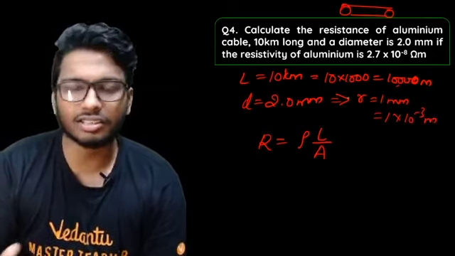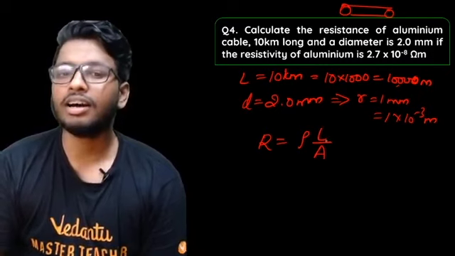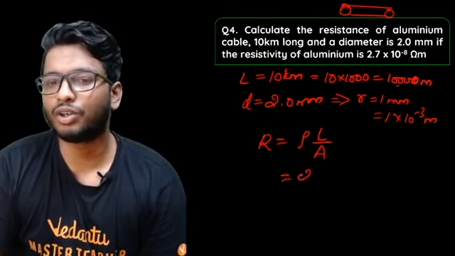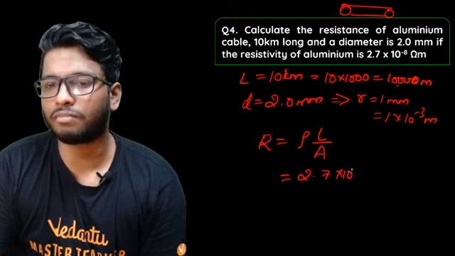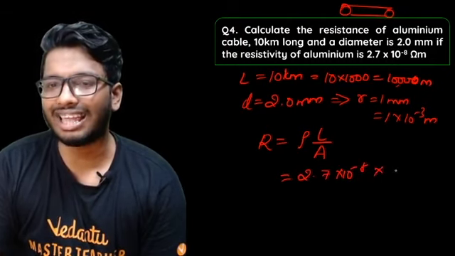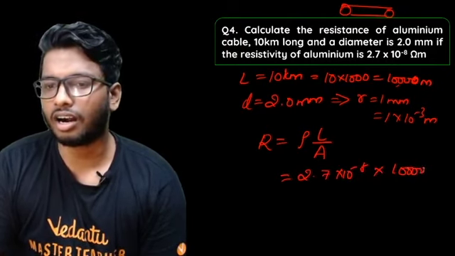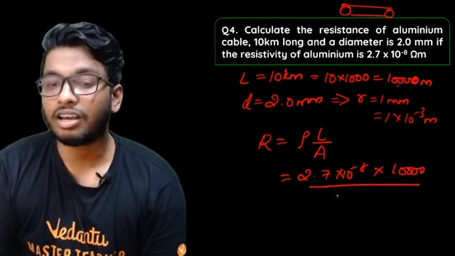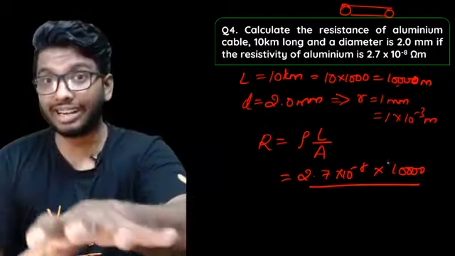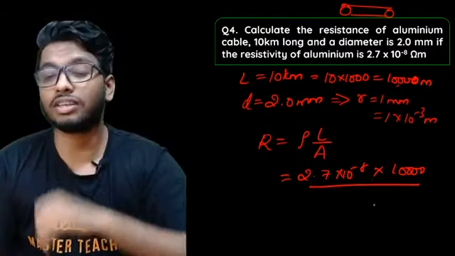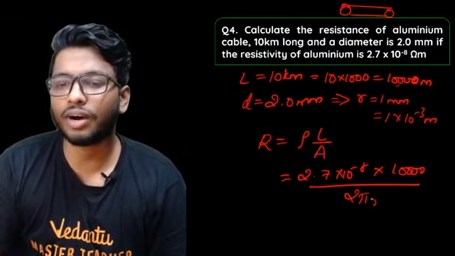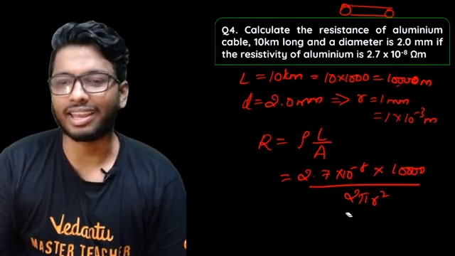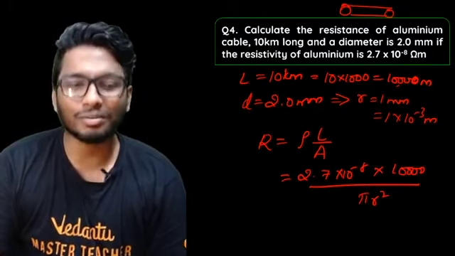All right. So I'll get it as 1 into 10 to the power of minus 3 meters. Substitute that over here. So I know the resistivity is 2.7 into 10 to the power of minus 8 into the length of the conductor, which is 10,000, divided by the area. I found the radius, so area of a circle is what? Pi r square, not 2 pi r square. So substitute the values over here.